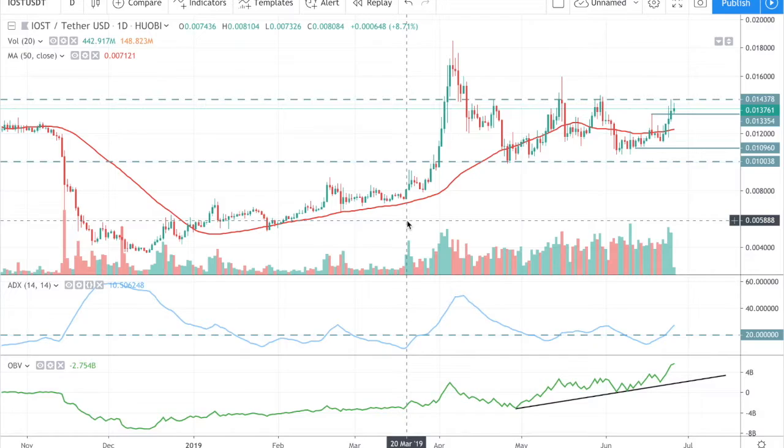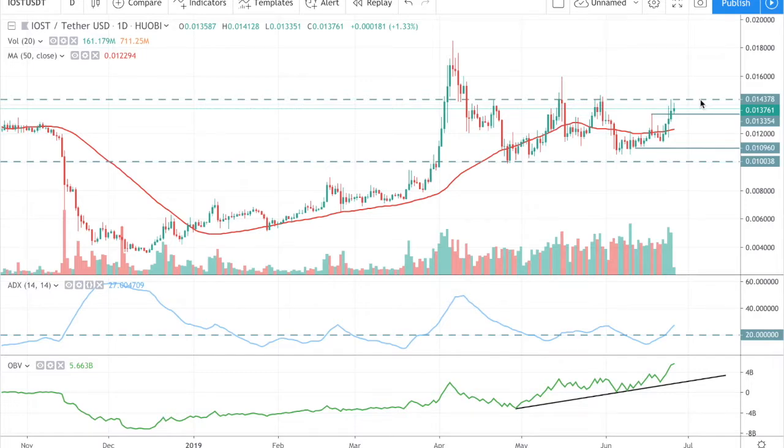As always, we're going to start out with IOST USD. As you can see, since our last episode, we did bump higher at the top of our range right now. The range that we're talking about, which is a penny and 1.4. We're still bouncing between the two levels. We're at the top, as a matter of fact.